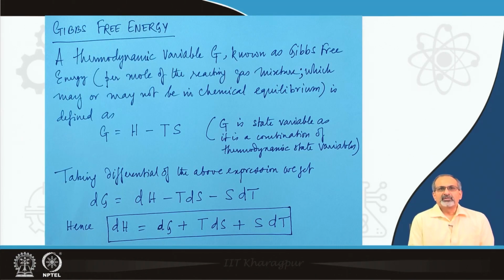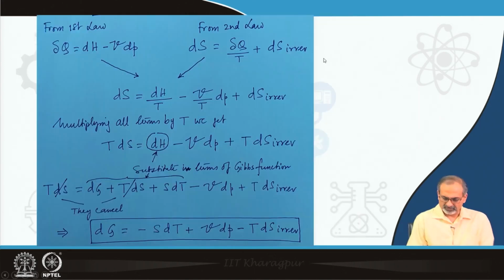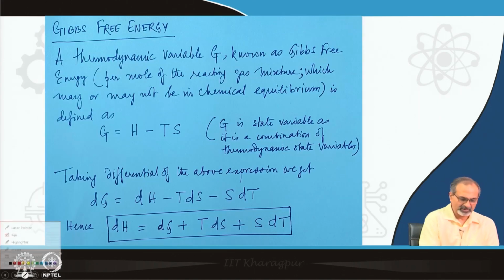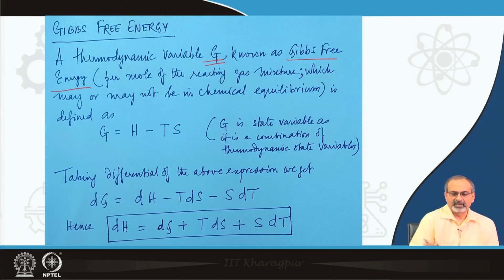So, we are going to introduce the thermodynamic variable G, which is known as the Gibbs free energy. Please take note of this name, which is very, very important. It is of course expressed per mole of the reacting gas mixture, and we are not at this point committing whether the reactions are happening at chemical equilibrium or non-equilibrium conditions.